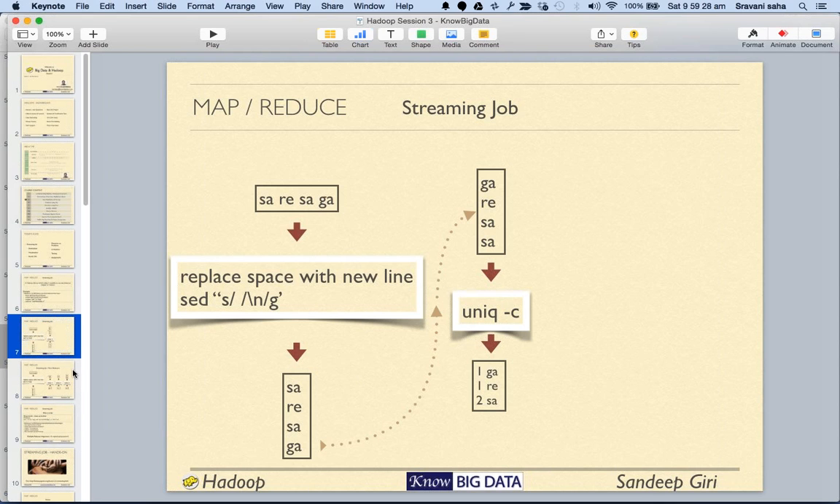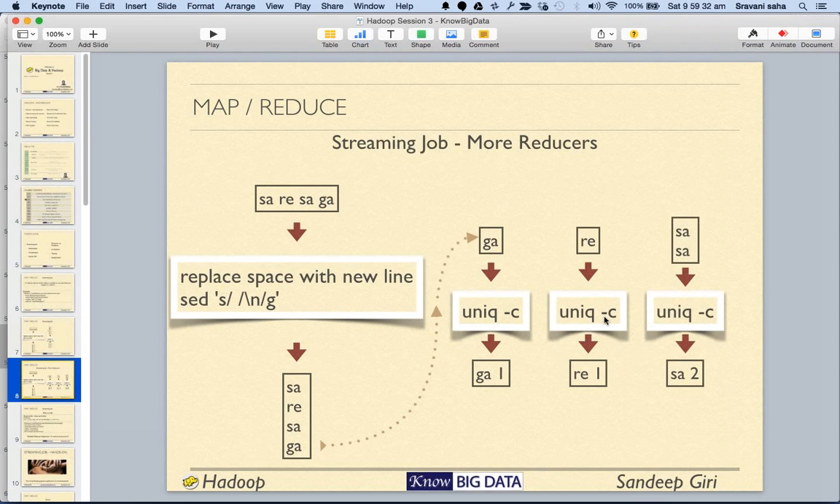Similarly in a streaming job, if there are multiple reducers, this will happen. But again, at any level, all the same keys will remain together. Like Sa has gone to the same node, and Guy and Ray have gone to different nodes. When it comes to multiple reducers, a reducer always has the same key on the same node. So is this clear to everyone? If it's not clear, then we can discuss it again. There is no harm in discussing it again.